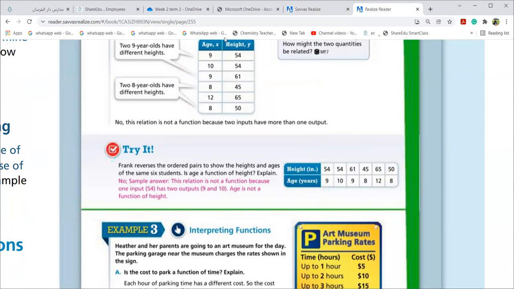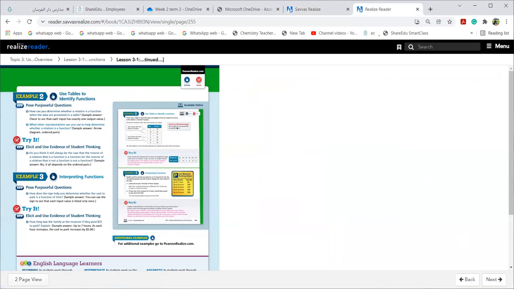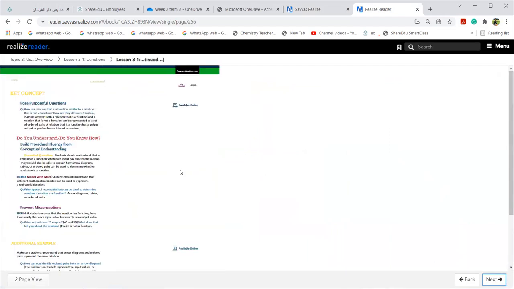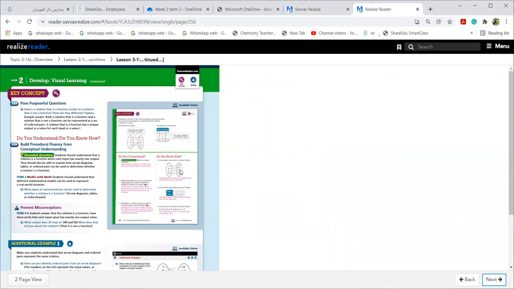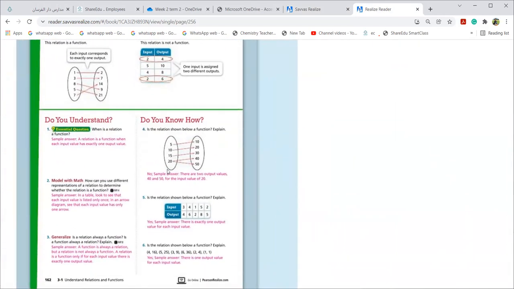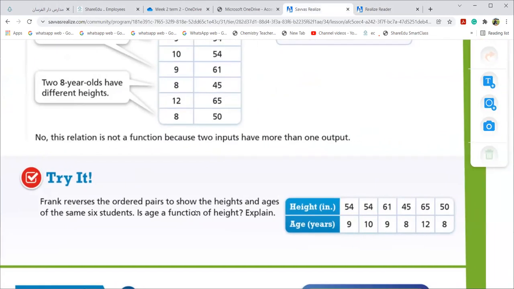Girls, by looking at this, look at Try It on the next page, and tell me, looking at the table, make the pairs and tell me whether it's a function or not. Quickly, girls. See this, Try It, and make a pair. Quickly make the diagram.